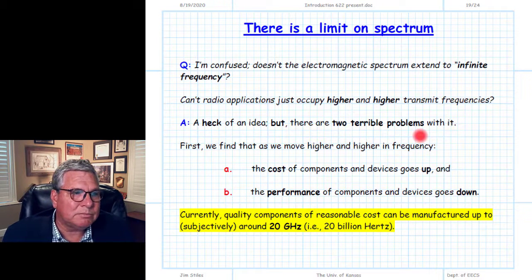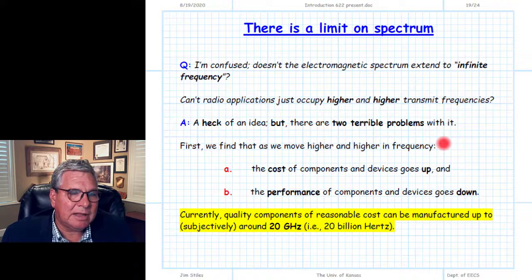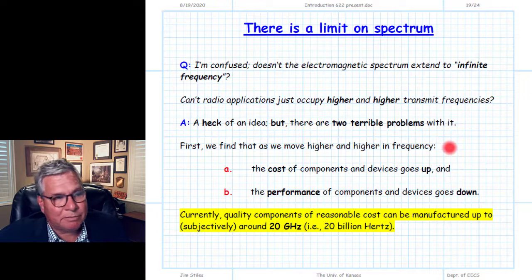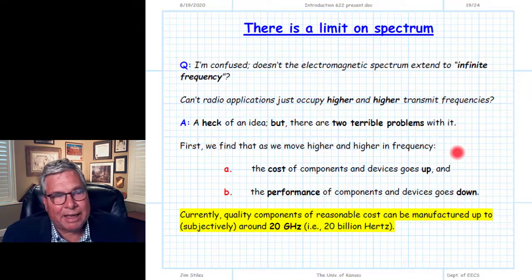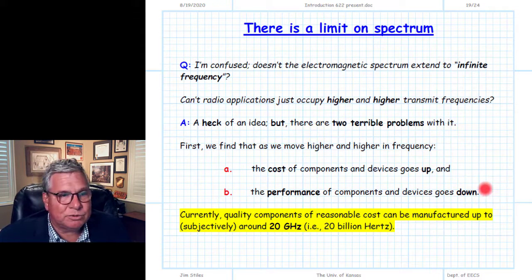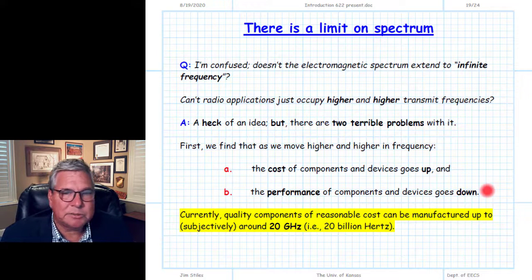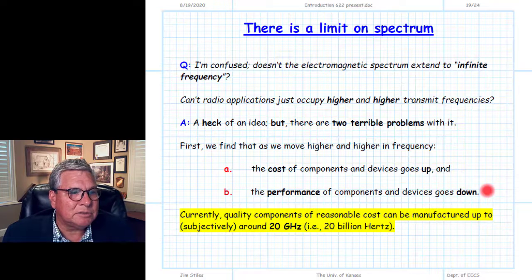But there are two problems with this. The first problem we run into is the actual components that we need to build transmitters and receivers. Like most things in electrical engineering, as we go up in frequency, two things happen, and they're both bad. One is the cost goes up, and the other is the performance goes down. And this is true pretty much in all cases when we're talking about components that operate on signals with certain frequencies. The higher the frequency you go, the more cost you get and the less performance, generally speaking. Not always, but generally speaking.